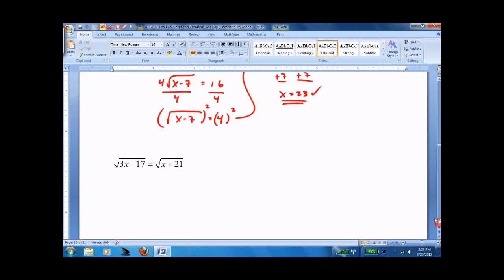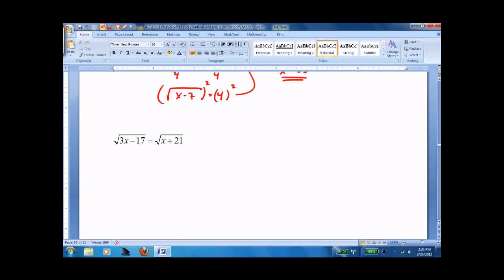Try this one yourself. Are the radicals by themselves? Yes. Square both sides. See what happens. You can pause the recording if you want. No, I'll do it.